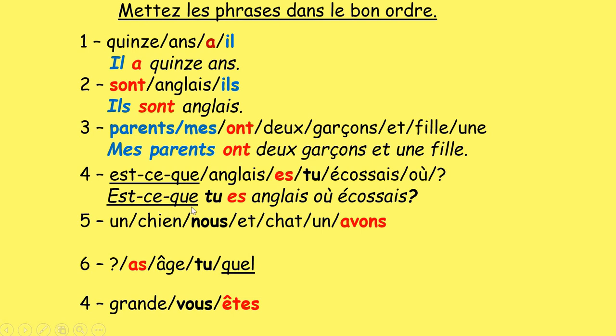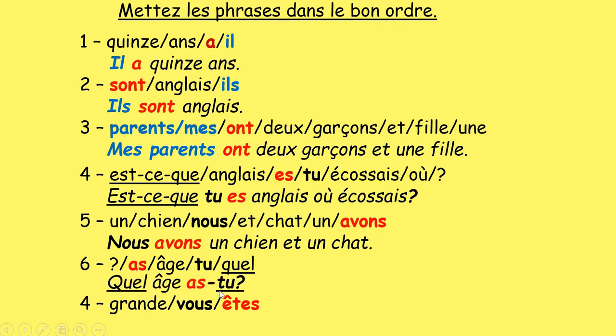Est-ce que, the question word is going to come first, isn't it? Est-ce que tu es, are you English or Scottish? Nous avons, so person first, we have a dog and a cat. Quel âge as-tu? Or you could say tu as quel âge? For how old are you? And finally, you are tall. Vous êtes grand. Okay?